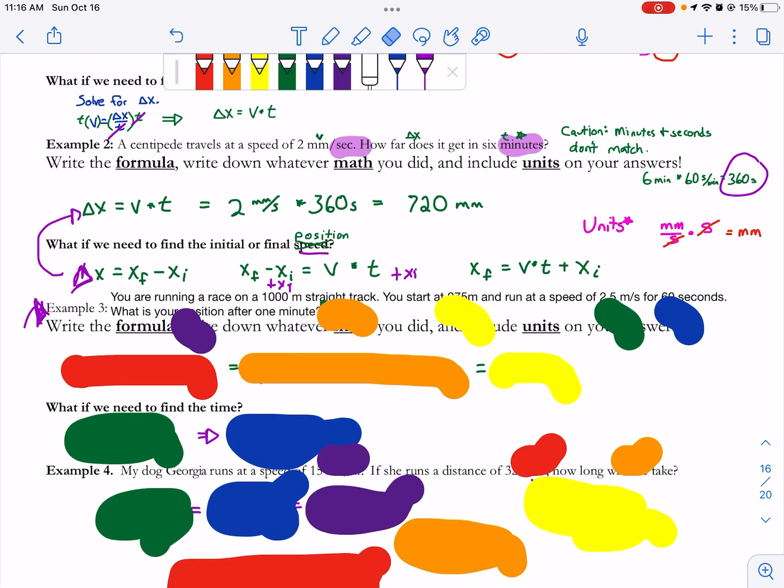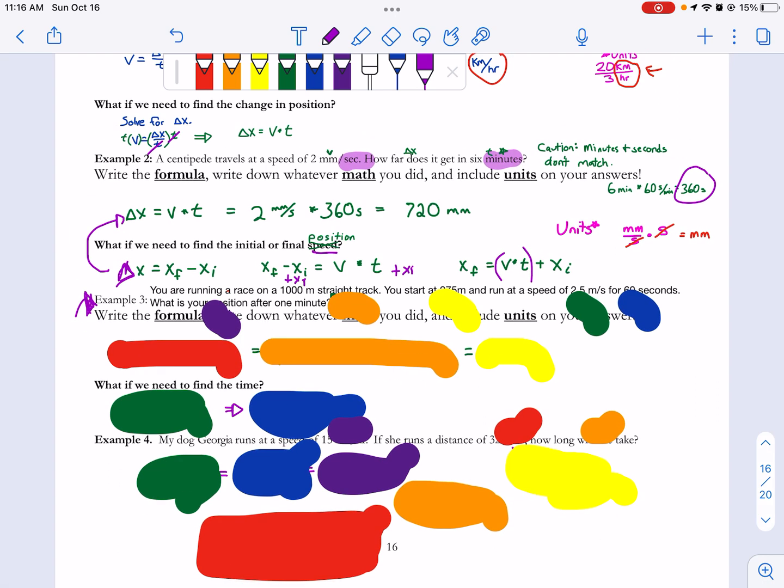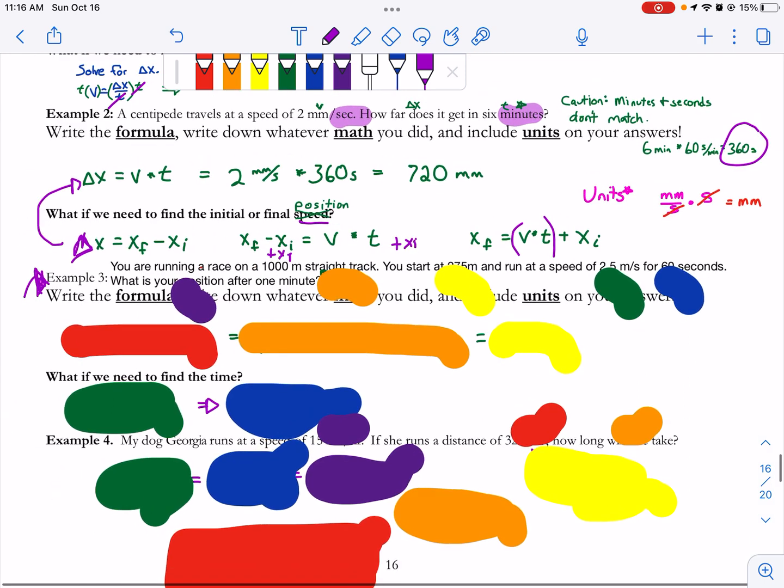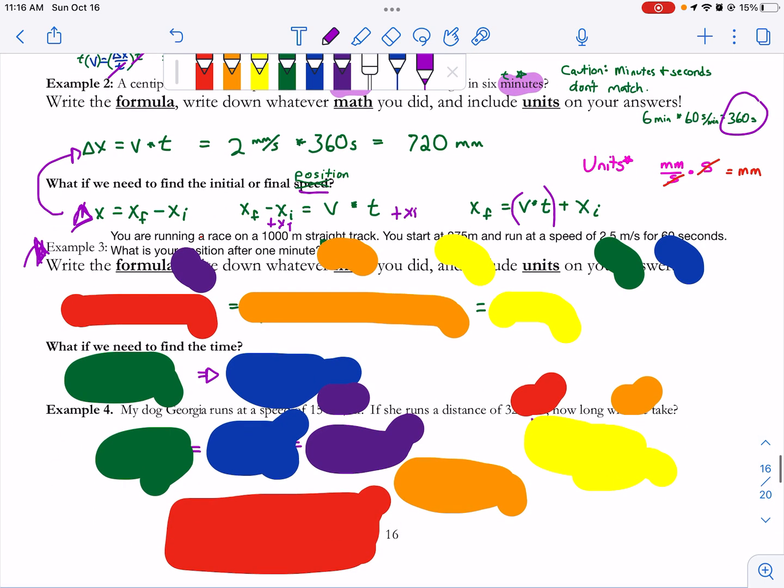And then it's important to remember that the v times the t has to happen before you add the xi. Otherwise, you may end up with wrong numbers. Your calculator is more likely to do that one correctly. Okay. So let's look at our example here.